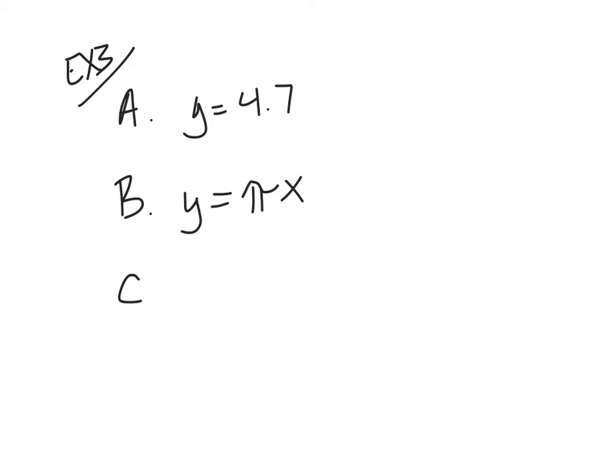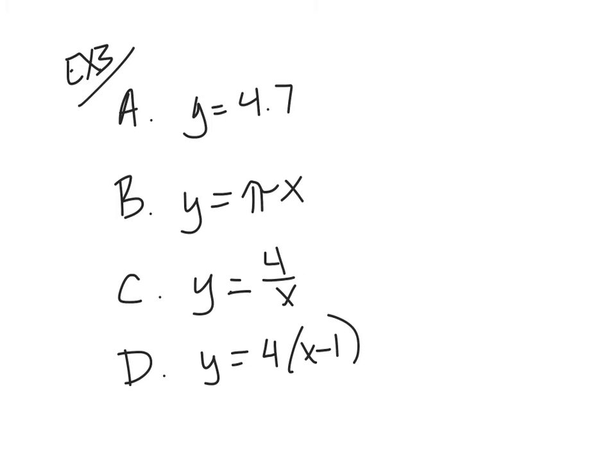Okay, in example 3, which equation represents a nonlinear function? All right, so we have A, which is y equals 4.7. We have B, which is y equals pi times x. We have C, which is y equals 4 over x. And D, which is y equals 4 times x minus 1. So which equation represents nonlinear? That's what we're looking for, nonlinear.